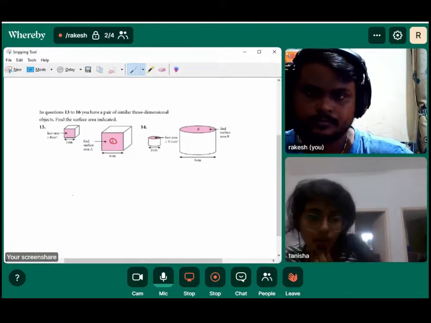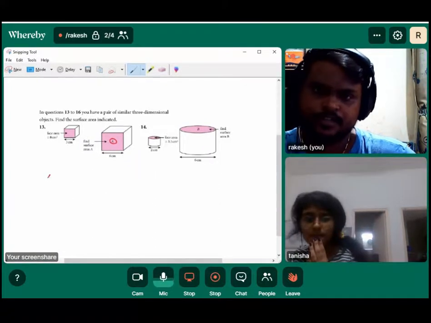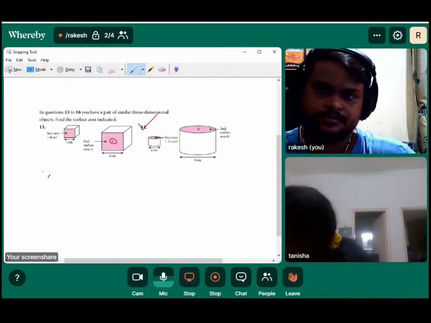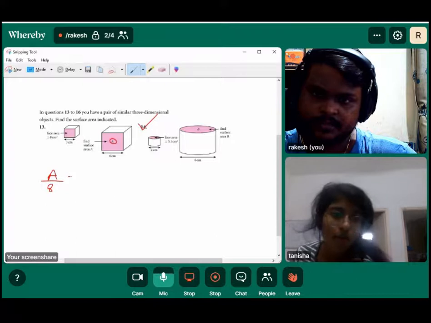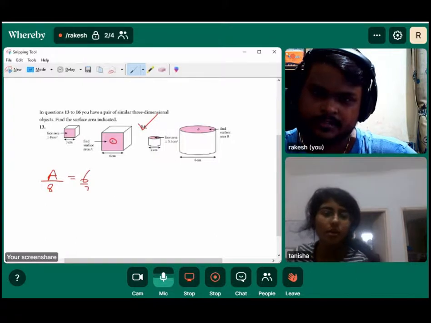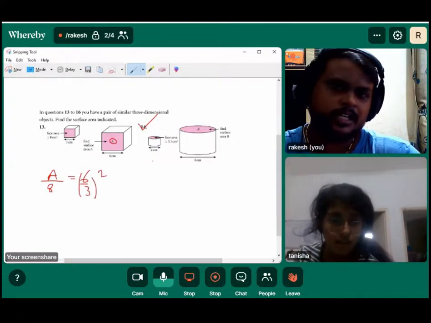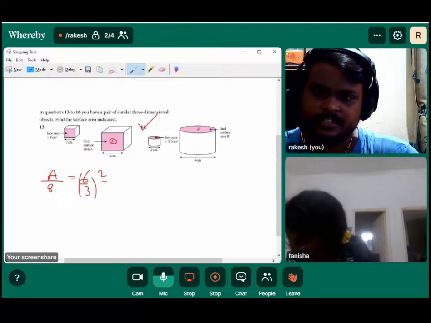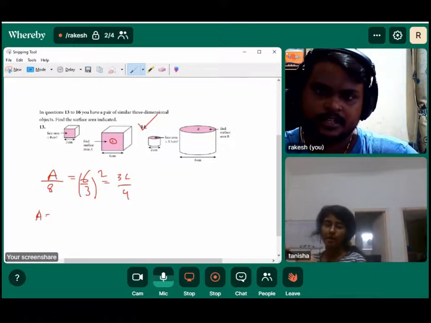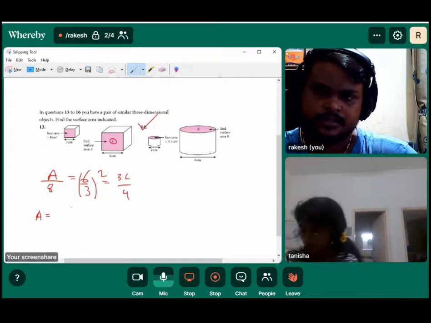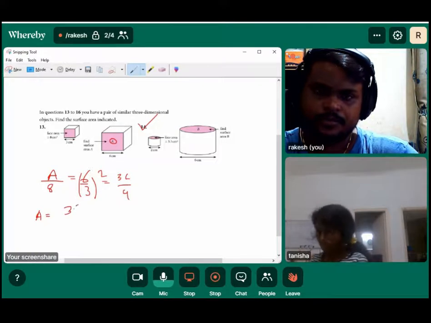The first one is 32. Now solve the 14th. Meanwhile, I'll check your answer. Can you zoom in? I can't see. Okay, just a second. This is 36 by 9. So 8 by 9. What did you say for A? Some decimal number? 32. No, I got 32. So 36 into 8 by 9.